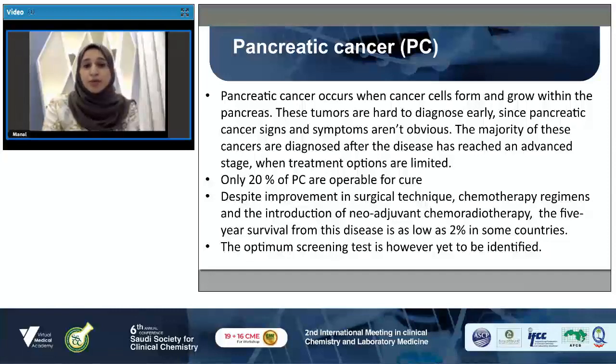Only 20% of people who have pancreatic cancer are operable for cure. Despite major improvements in surgical technique and chemotherapy regimens and the introduction of new adjuvant chemotherapy, the 5-year survival from the disease is as low as 2% in some countries. And the optimal screening test is still to be identified.